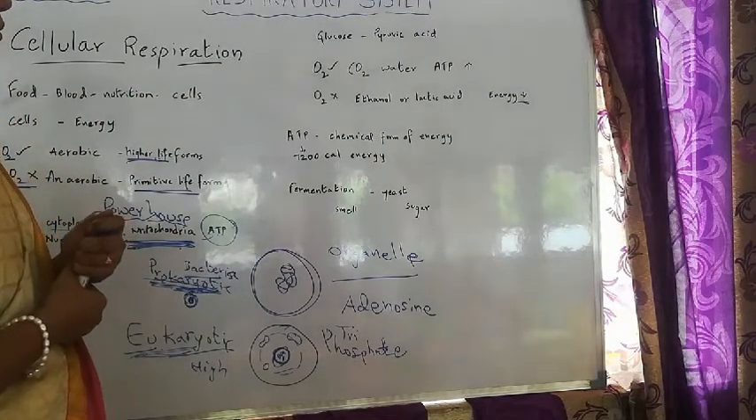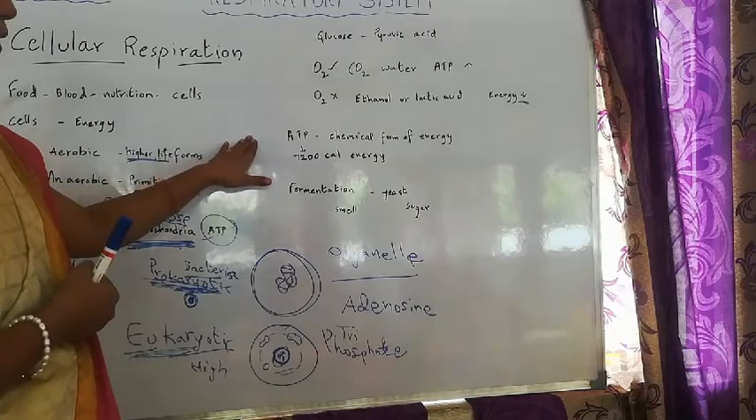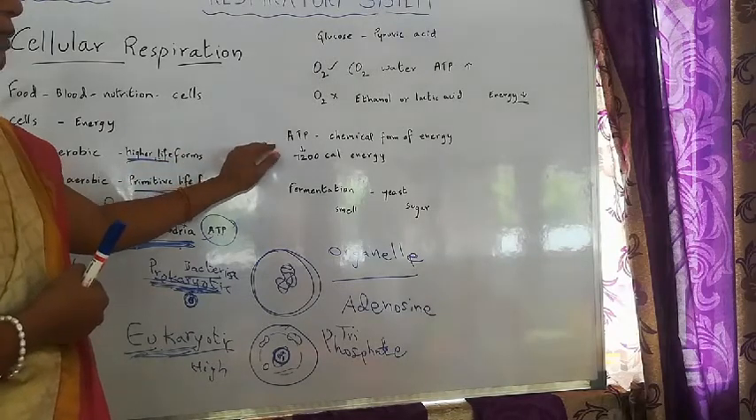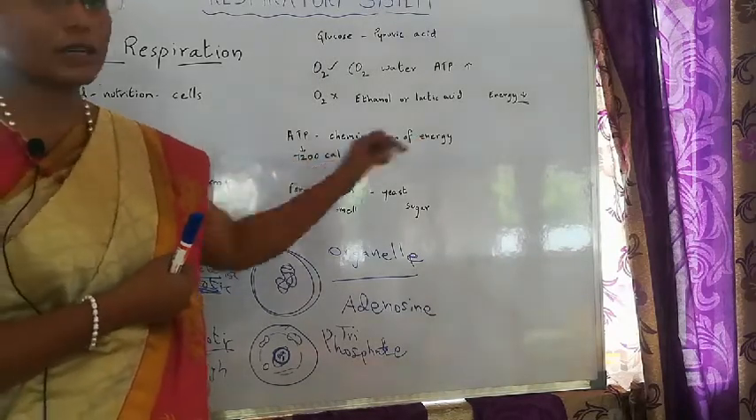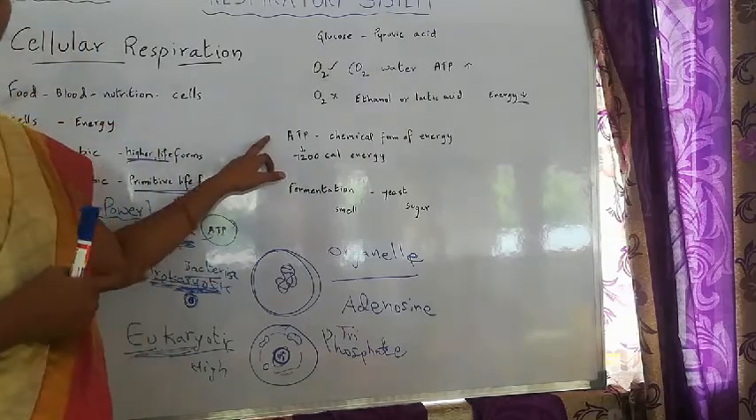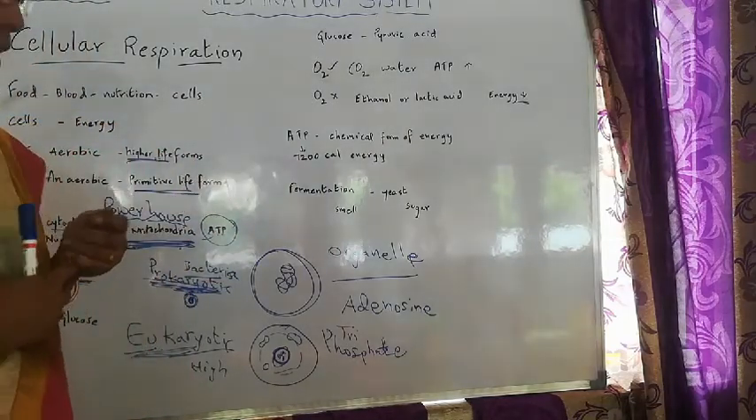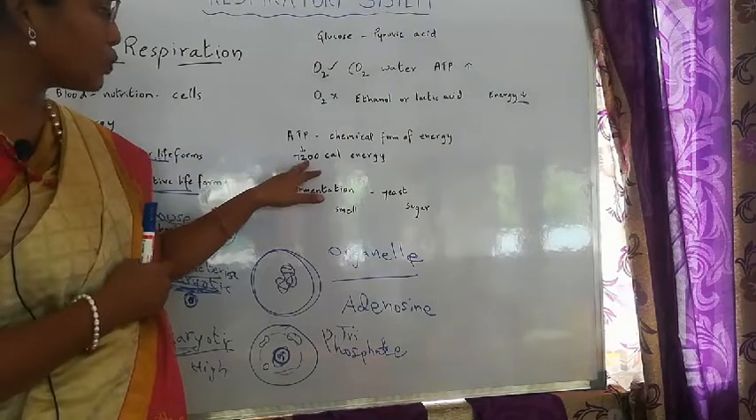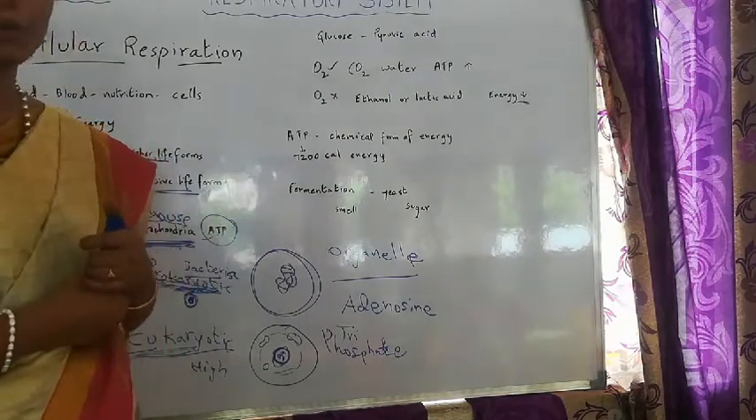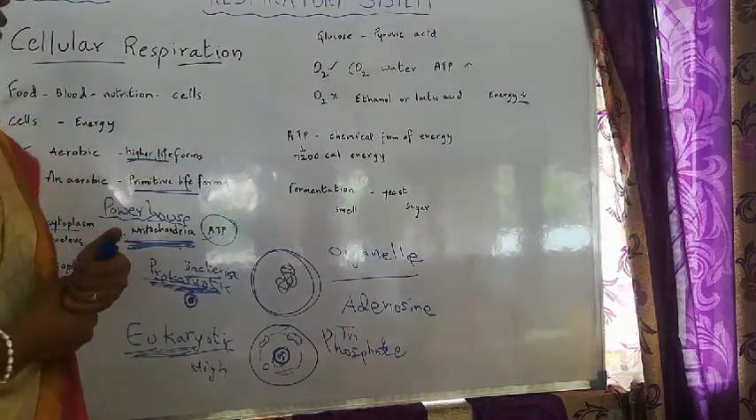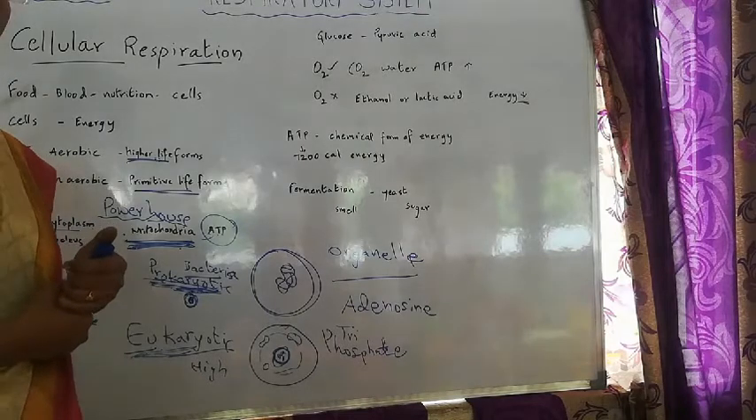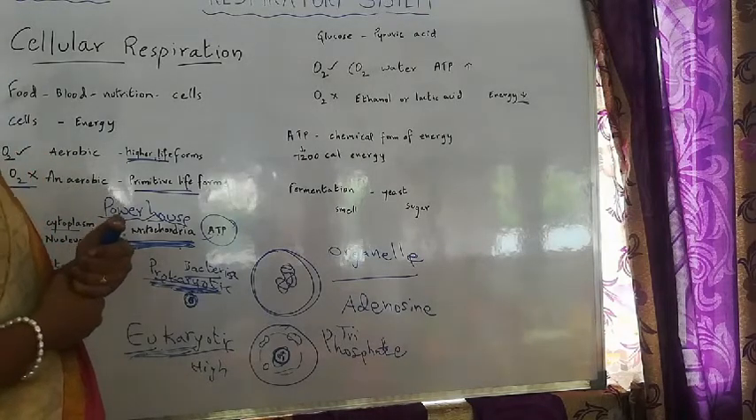Now let's see about ATP. ATP is a chemical form of energy. From one ATP molecule, 7,200 calories of energy is produced, 7200. So a lot of energy is produced from one ATP.